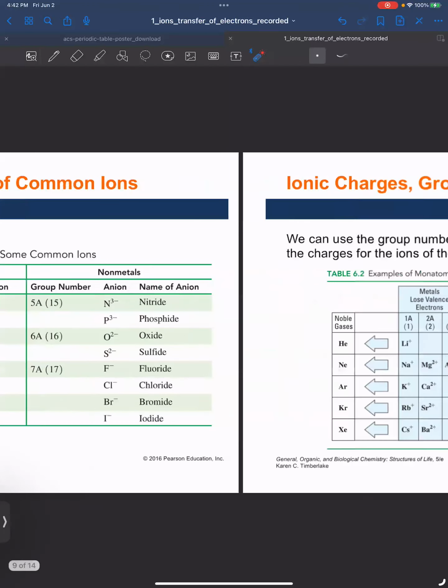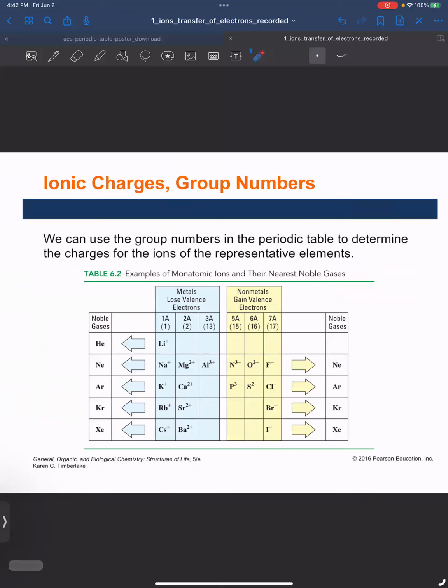I like the table on the next slide, which shows you examples of monoatomic ions and their nearest noble gas. And so you can see here once again, group 1 versus group 2 and group 3, group 15, 16, and 17. And these are the most common elements we'll work with. And they're monoatomic because it's just one element here. We'll learn more about polyatomic ions later.